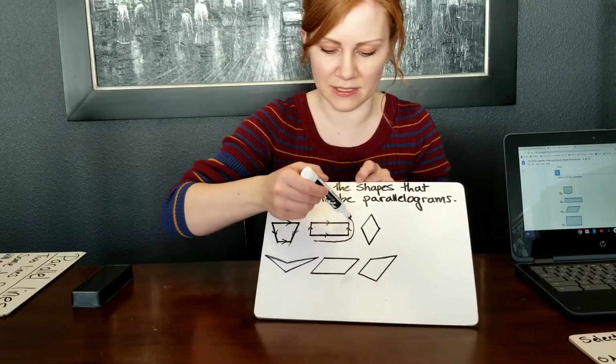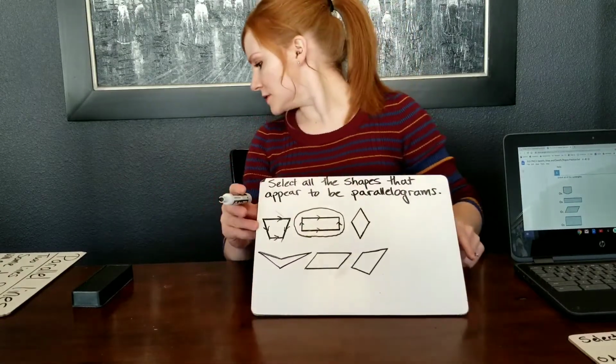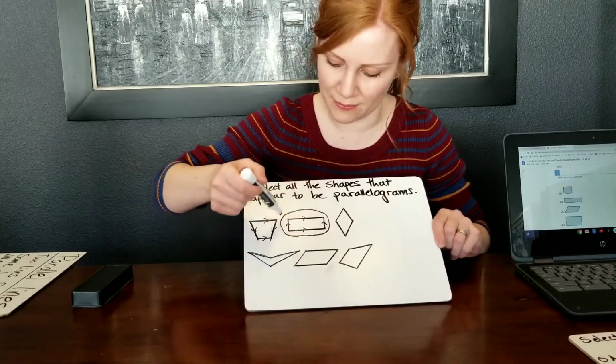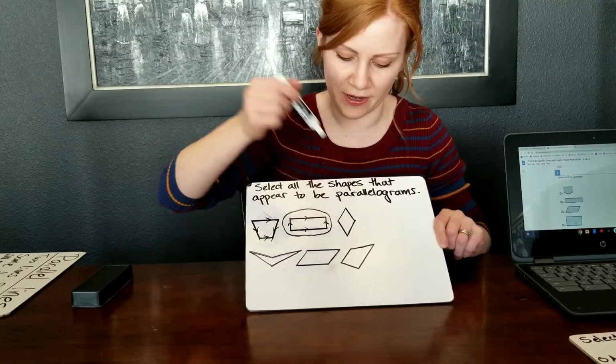So I could go ahead and select this shape. I might want to use a different color pen. I don't, so I'm just going to leave it like that, black, but that means I selected that shape as being correct.